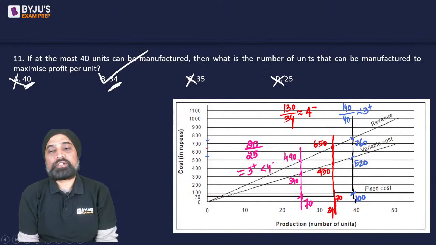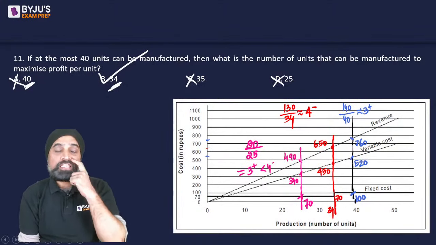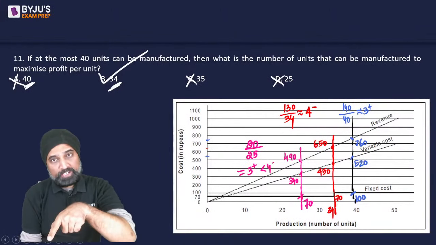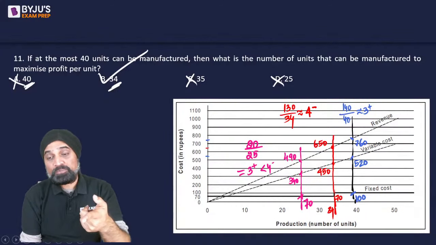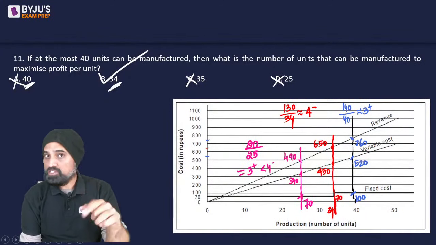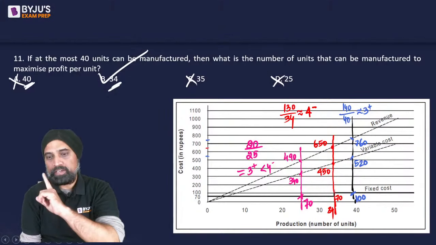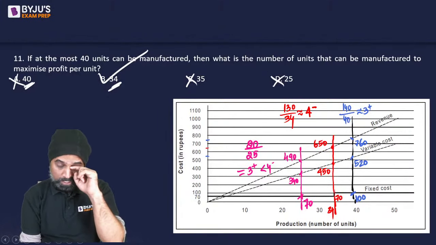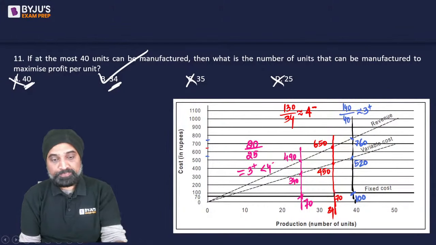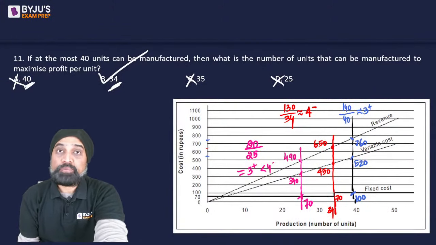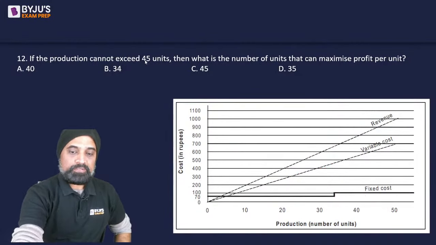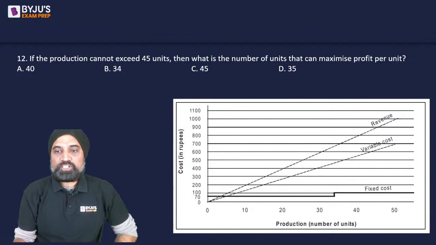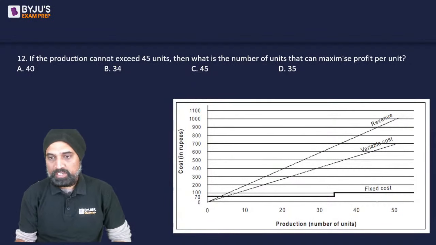So 34 makes sense. Now the question arises, why did I cross out 35? Because if you look at 35, from 34 to 35, there is a sudden change of 30 when it comes to the cost. But the revenue has not increased by 30. Revenue increased slowly, right? Between two numbers. So at 34, you will get the maximum profit per unit, right? Okay. Next one. If the production cannot exceed 45, okay, so they have changed it to 45 now.